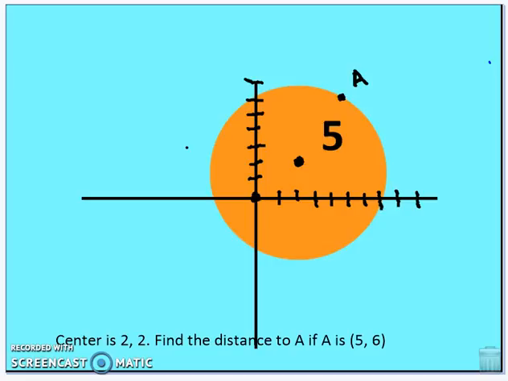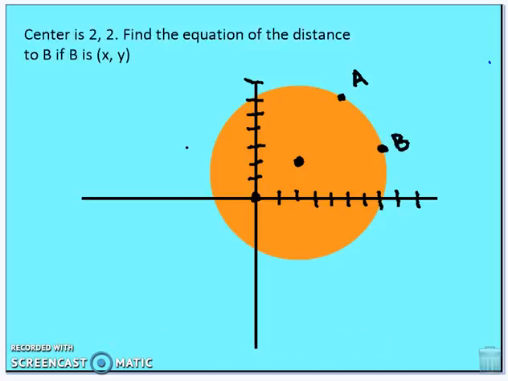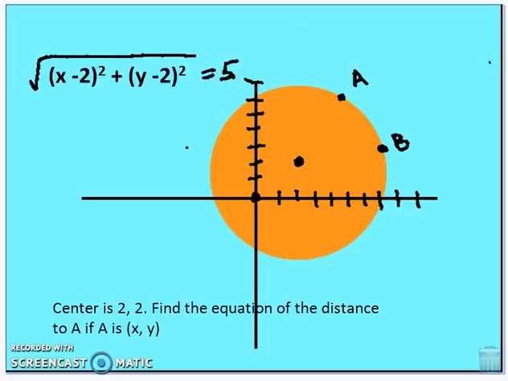All right, so you're going to end up with 5 units again for the distance from the center to the circle. All right, center is 2, 2. I want you to find the equation of the distance to B if B is xy now. I'm going to pause here while you figure that out. All right, you're going to end up with the square root of x minus 2 squared plus y minus 2 squared is equal to 5.